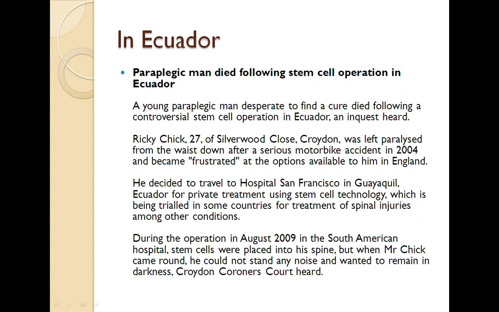In Ecuador, a paraplegic man died following a stem cell operation. A young paraplegic man desperate to find a cure died following a controversial stem cell operation in Ecuador. An inquest heard Ricky Chick, 27, of Silverwood Close, Croydon, was left paralyzed from the waist down after a serious motorbike accident in 2004 and became frustrated at the options available to him in England.